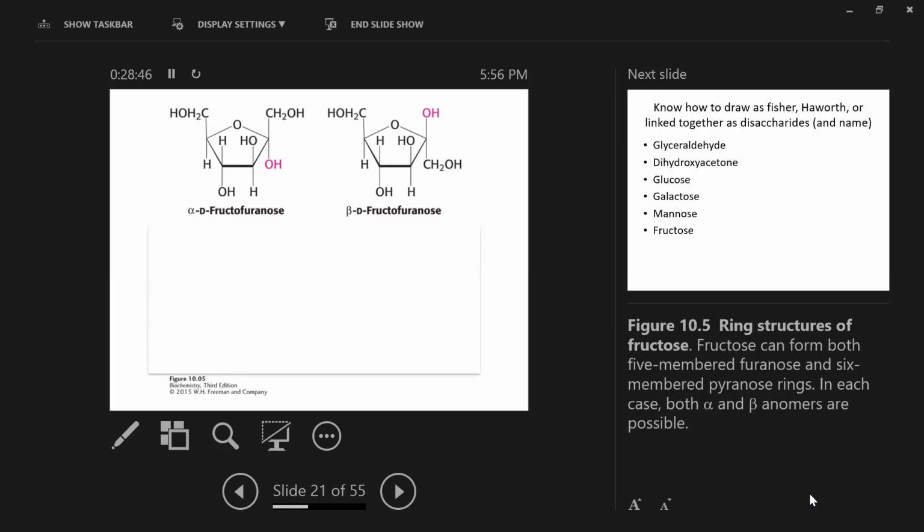It prefers the ring. That's a good question. Yeah, it does prefer the ring. And then usually when it's in chains, it makes it easier for it to link together. I think that's the reason.